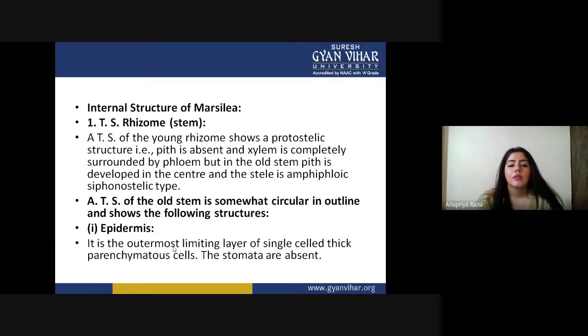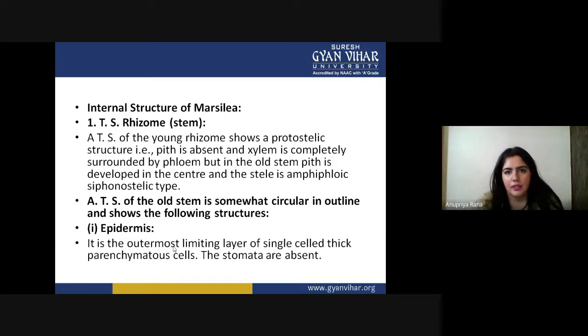So here is the T.S. of old stem. This is somewhat circular in outline and shows the following features. So when we see the T.S. of old stem, the young stem features I told you, the pith, will not be there, and the stele was protostelic. Otherwise, all the things are the same as we are going to see in the old stem.